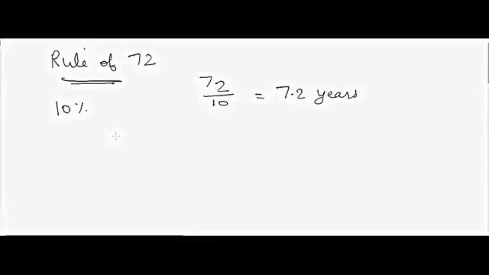So suppose the rate of interest is 20%, then it will take you 72 divided by 20, which is equal to 3.6 years to double your money. So this is approximately right. If you do the calculations, it is approximately right. So this is what we call the rule of 72.